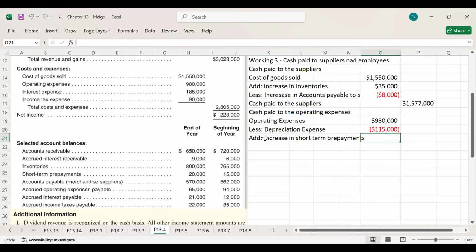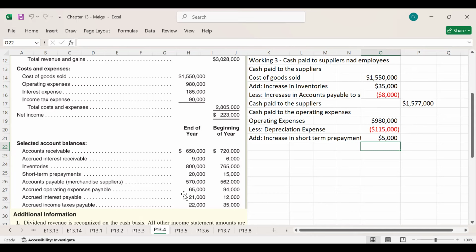So how much? 5,000. There's an increase of $5,000, so we are going to add it. Again, we have what we have remaining: accrued operating expenses. Because these are related to operating expenses, we are going to adjust it here in the calculation of operating expenses.